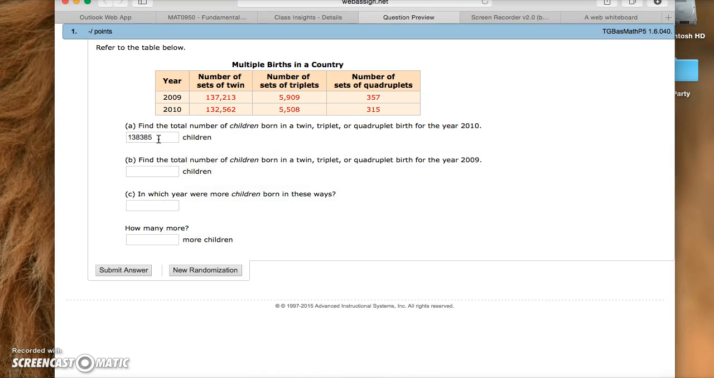All right. So now we need to do the same thing here for part B. Find the total number of children born in a twin, triplet, or quadruplet birth. This time for the other year, the year 2009. So now we're going to ignore row number 2 and only concentrate here on row number 1, which is the 2009 row. So we've got twins, triplets, quadruplets.